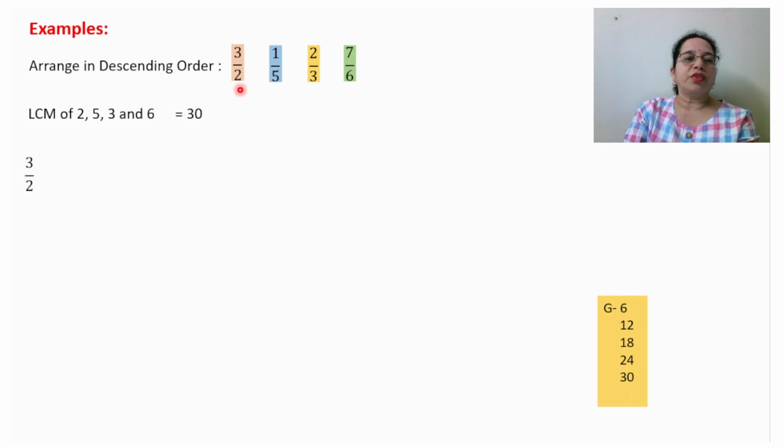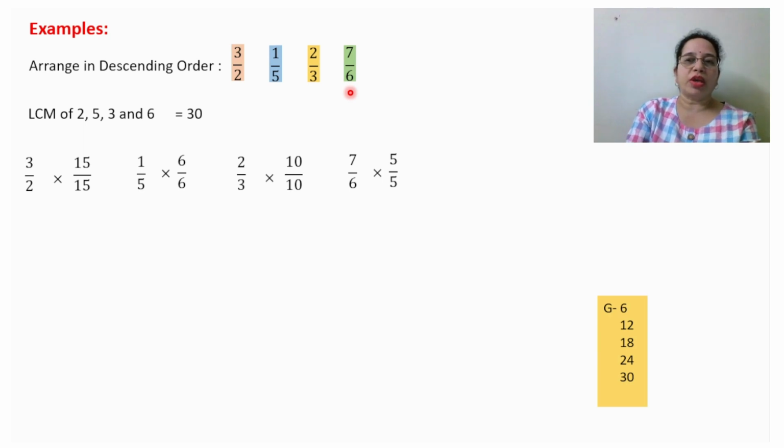Now write the first fraction. 2 15s are 30, so multiply by 15 upon 15. Now write down the second fraction. 5 6s are 30, so multiply by 6 by 6. Now next, 2 by 3. 3 10s are 30, so 10 by 10. And now write down 7 by 6. 6 5s are 30, so 5 by 5.